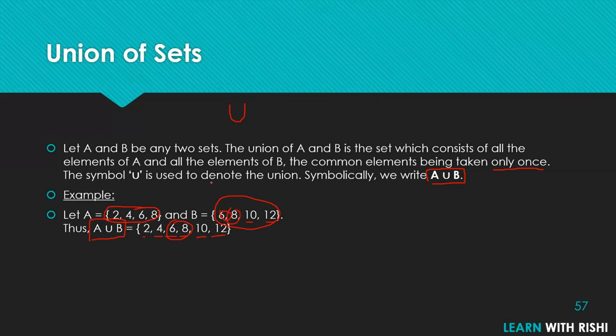My set A and set B are different sets, and if I take the union of both these sets, I will get a new set. In that set, I will get all the elements from set A as well as set B. So A ∪ B has the elements 2, 4, 6, 8, 10, and 12. I hope you understood the concept of union of sets.